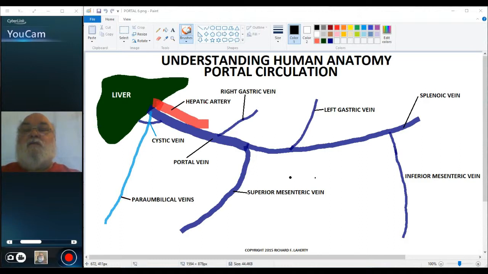Well, those are the tributaries of the portal vein that show how the portal vein forms, and you can see its association with the hepatic artery. In the next video, I will discuss what happens with these two vessels as they enter the liver.